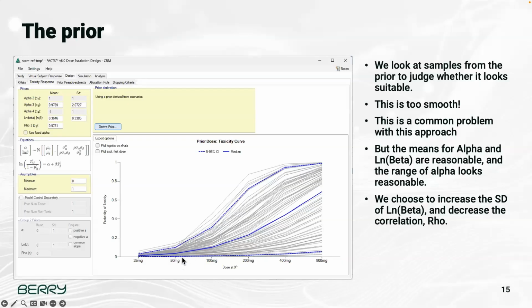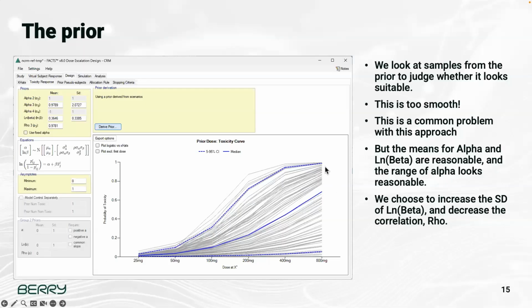And we can see that actually this prior doesn't look uninformative enough. There's too little probability of toxicity at 50 and 100 milligrams. The lines have all got a very similar slope. They're all a little bit too smooth. And this is actually a very common result after deriving a prior in this way.